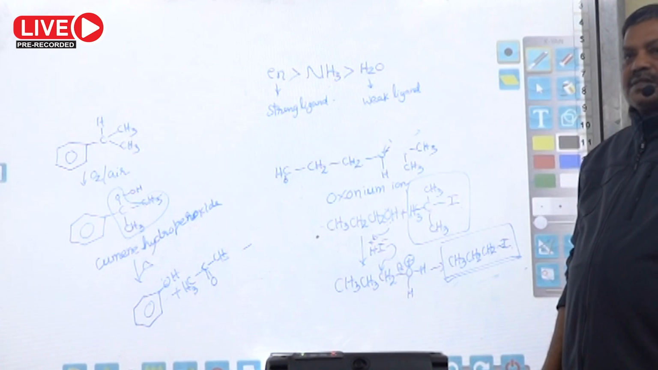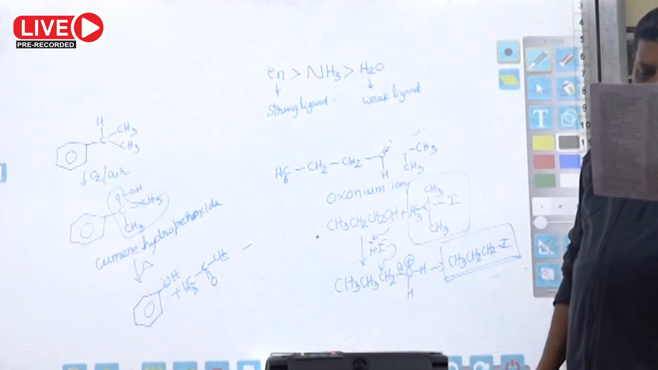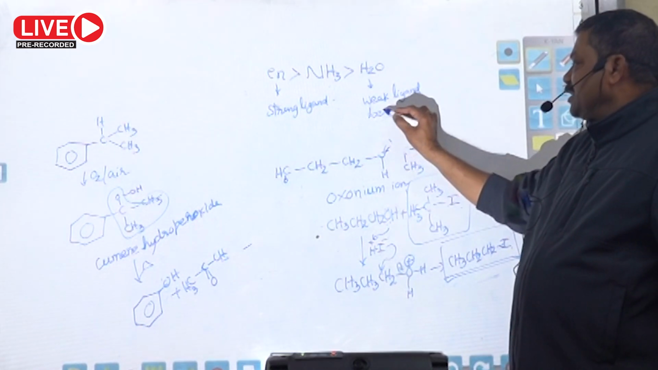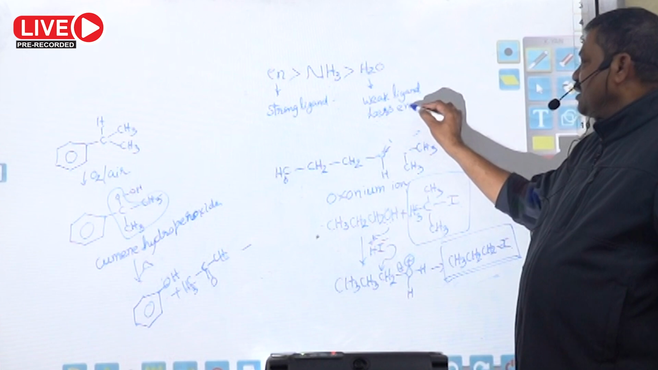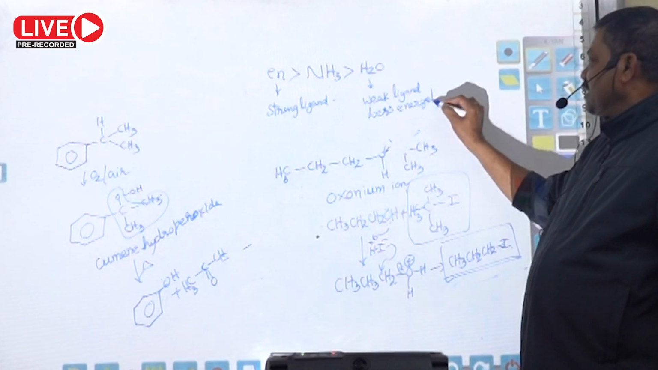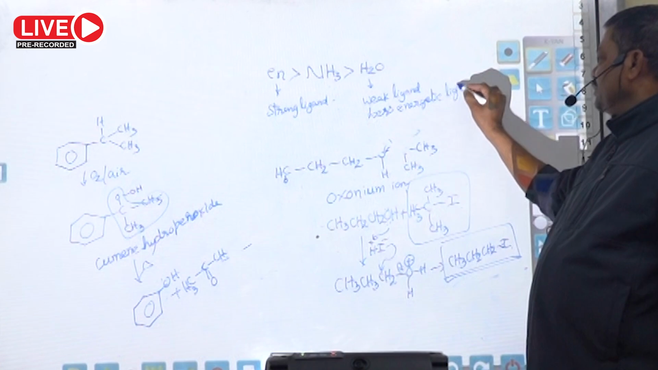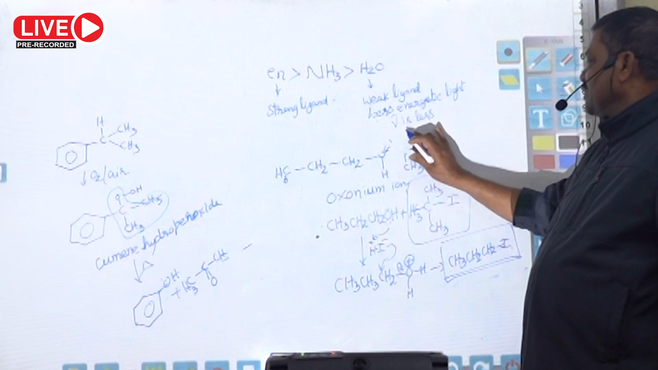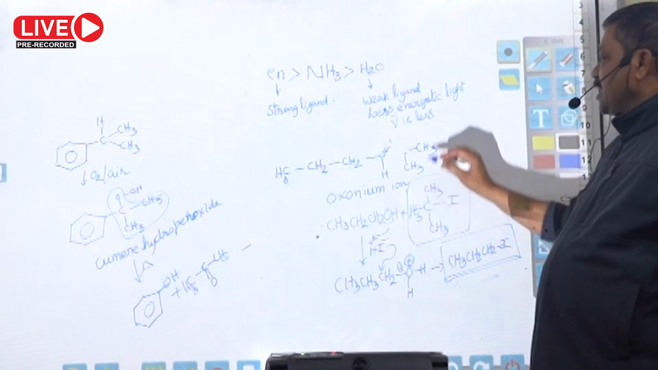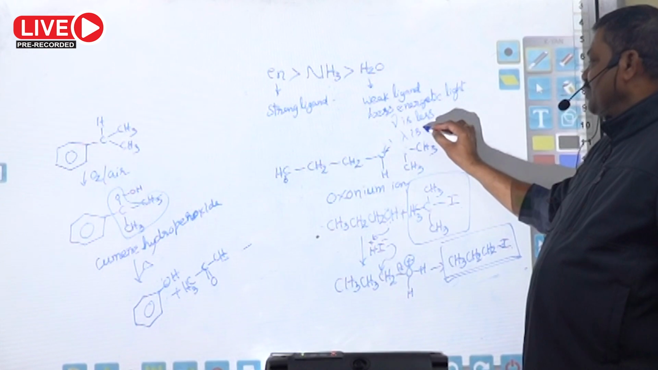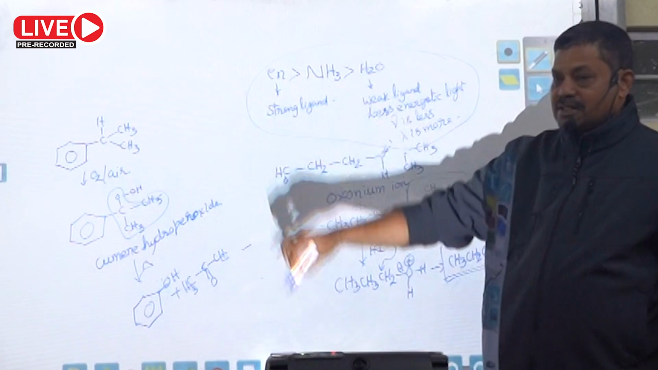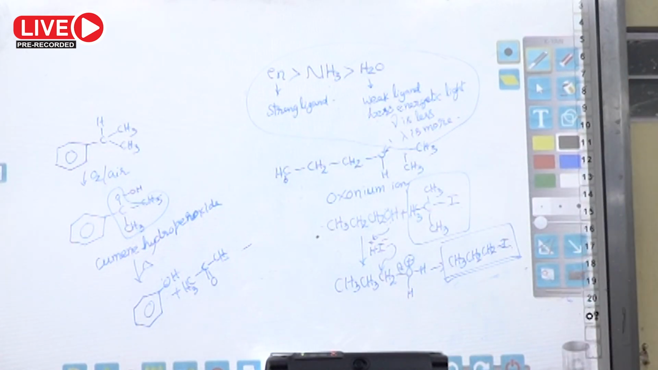Weak ligand means, since we are asking about absorbing the light, it requires less energetic light. Less energetic light means nu is less. Nu is less means lambda is more. So your answer is the first option.